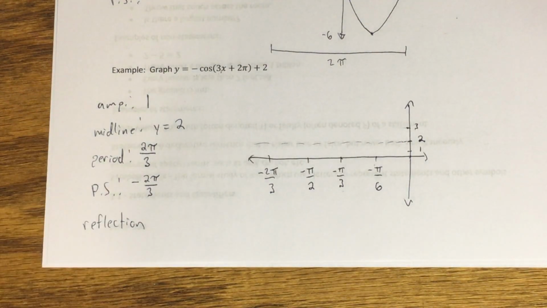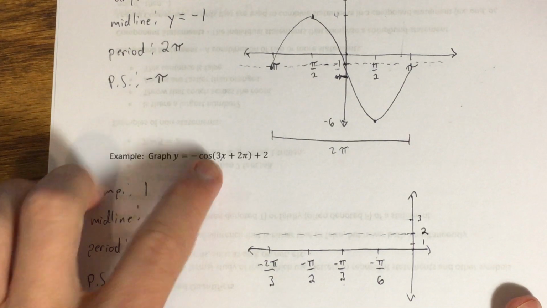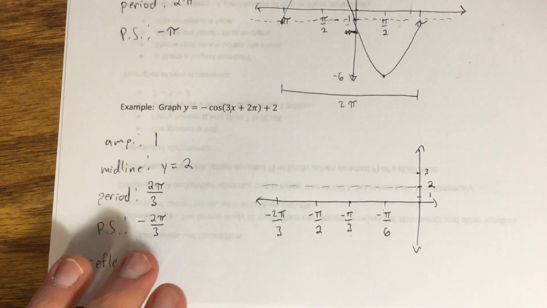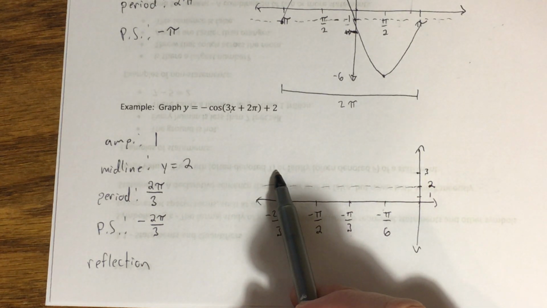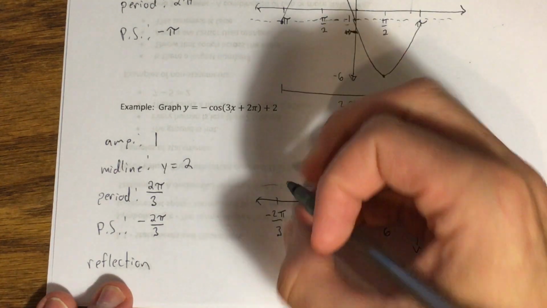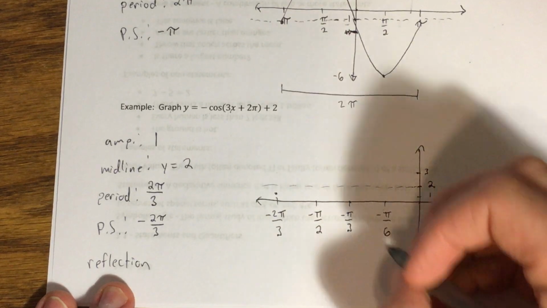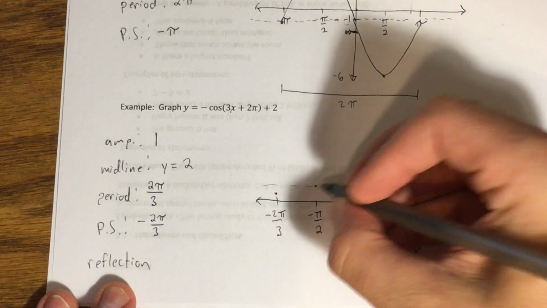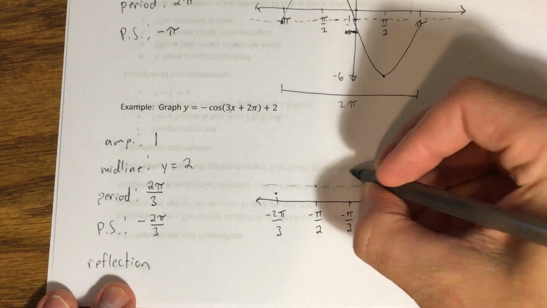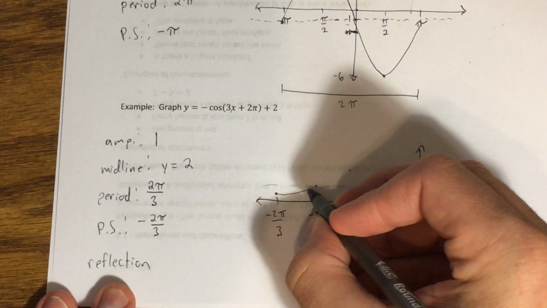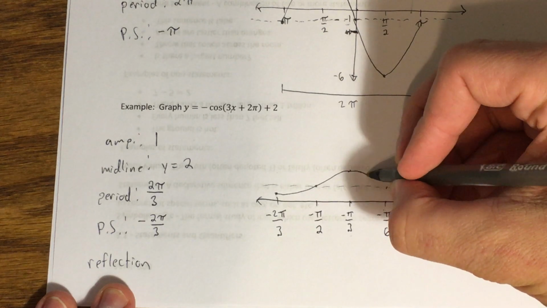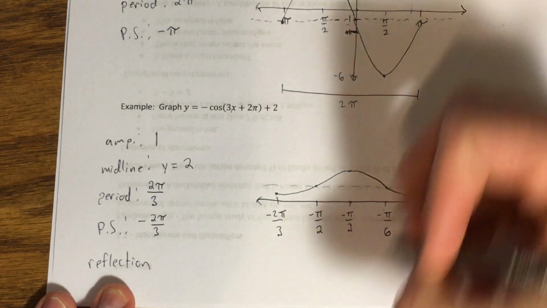We're looking at a cosine function, but a reflected one. Remember, cosine normally starts at a maximum, which would be up here. The reflection causes us to instead start at a minimum, which would be here. Okay, then midline, then maximum, then midline, then minimum. So our graph now looks like this.